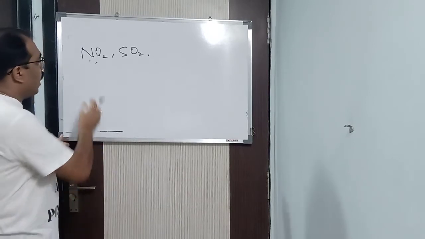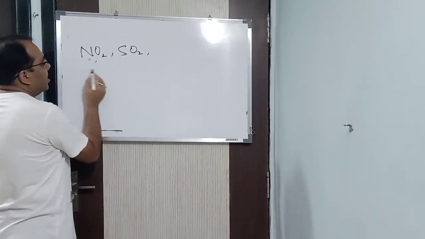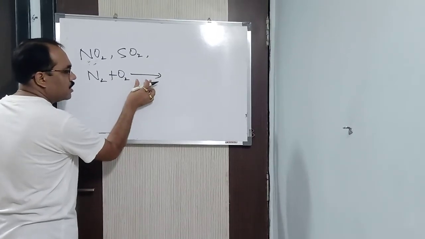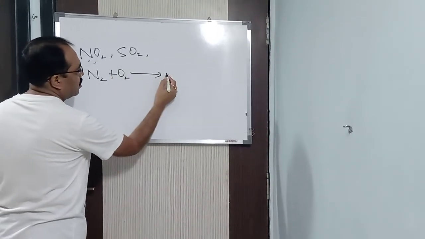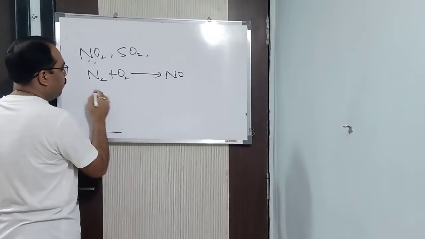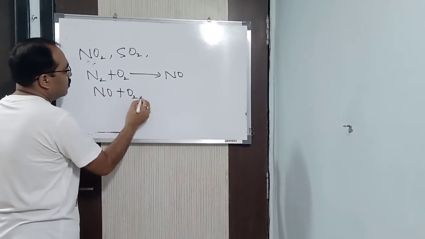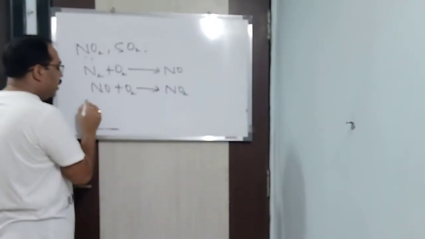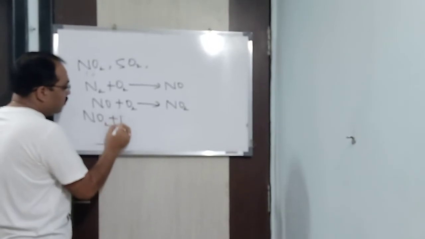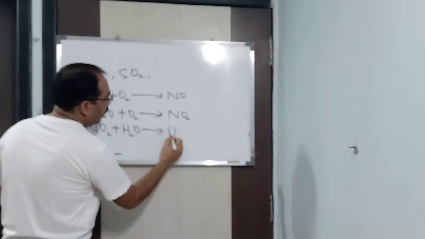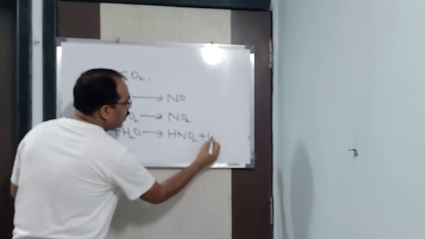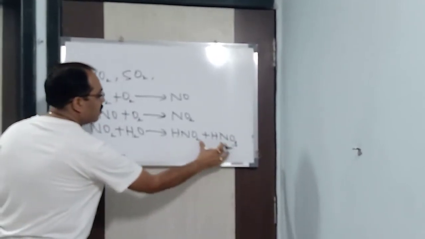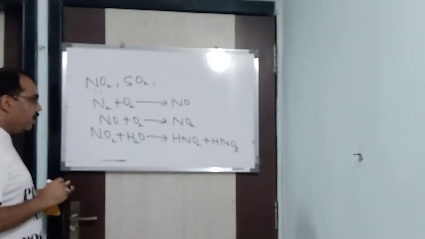Now we'll understand how it is being formed. Let's say there is nitrogen present in the air. It combines with oxygen under lightning discharge or under high temperature to form nitric oxide, NO. Nitric oxide further combines with oxygen in the air to form nitrogen dioxide, NO2 gas. Now NO2 gas, when it reacts with water, forms nitrous acid and nitric acid, HNO2 and HNO3. You can balance this equation later on.